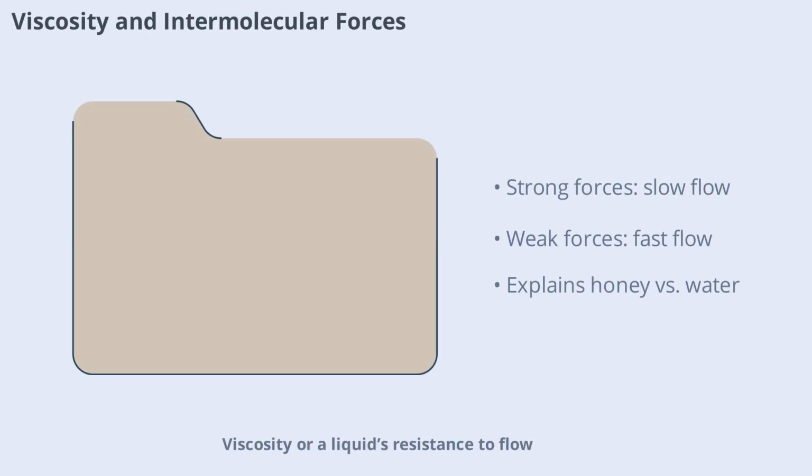Viscosity, or a liquid's resistance to flow, is influenced by intermolecular forces. Liquids with strong forces like glycerol flow slowly because their molecules stick together tightly. In contrast, liquids with weak forces like hexane flow easily. This explains why honey pours slowly while water pours quickly.